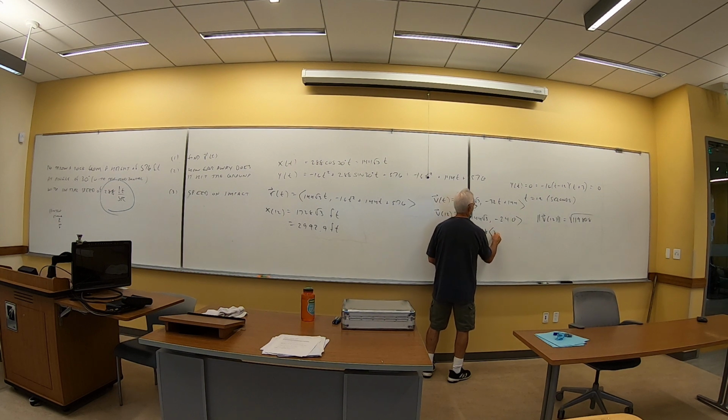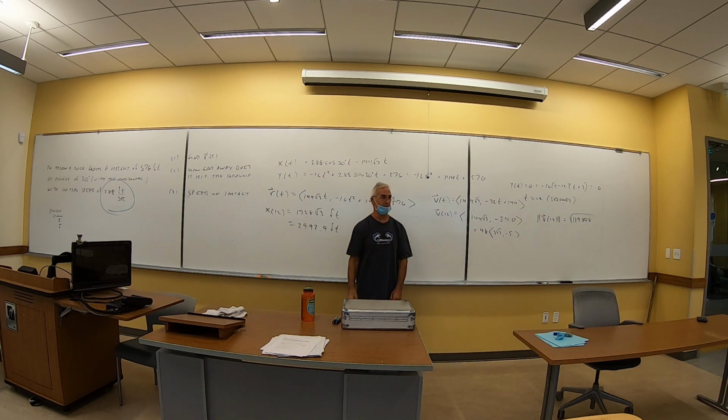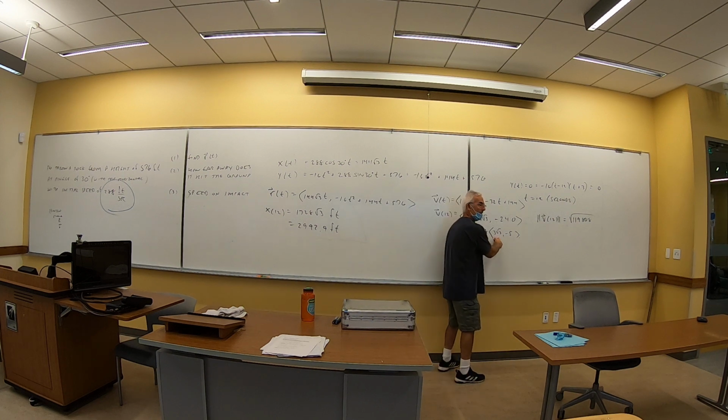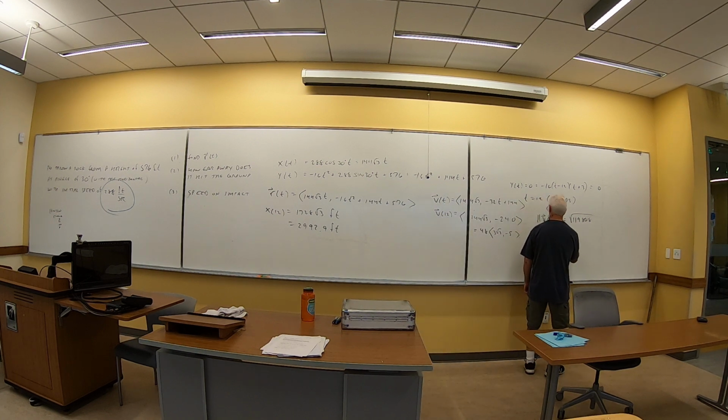Is this a true statement, what I just wrote? Is that true? 3 root 3 when I square it is 27. 5 when I square it is 25, so that's 52. Here's what I do know, without doing any work whatsoever.